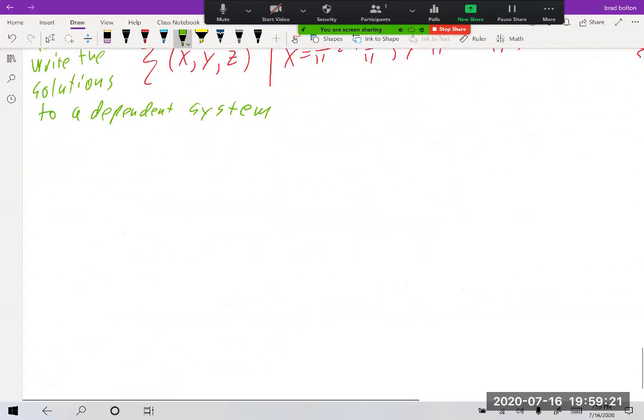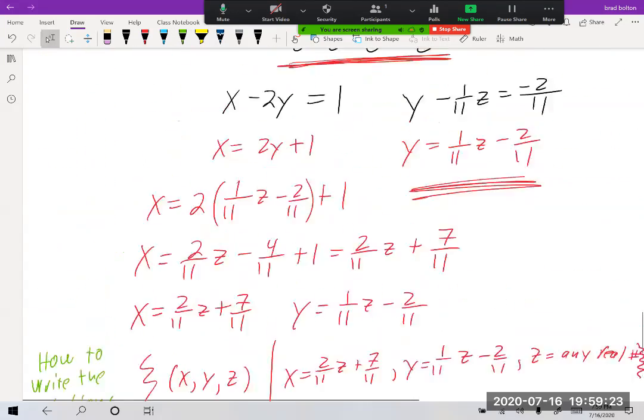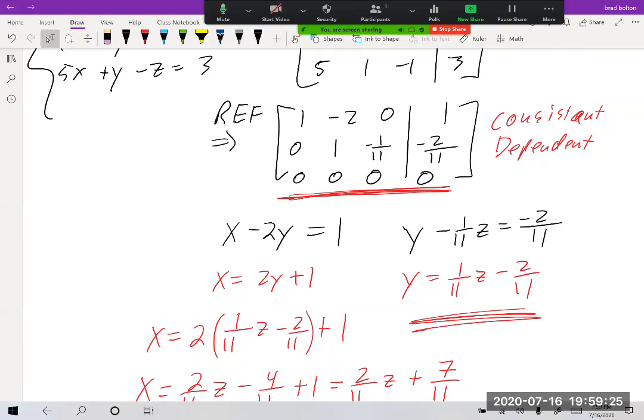And then if you get a situation where you put in REF and you get 0 equals a number, like 0 equals 5, so the x cancels, the y cancels, and the z cancels, whatever the size of the matrix is, and you get 0 equals a number, then you say it's inconsistent, there is no solution, and you're just done from there. So inconsistent systems are actually pretty nice.